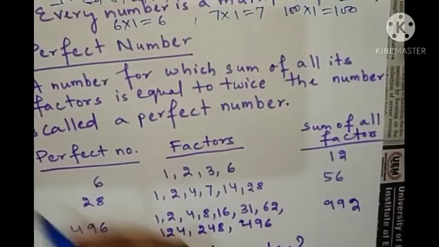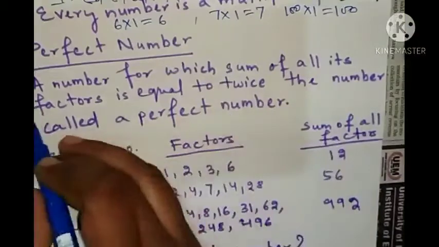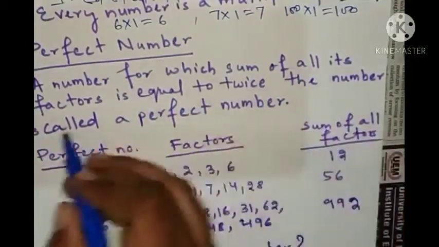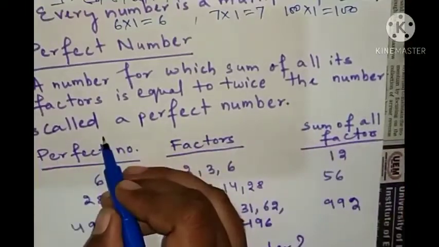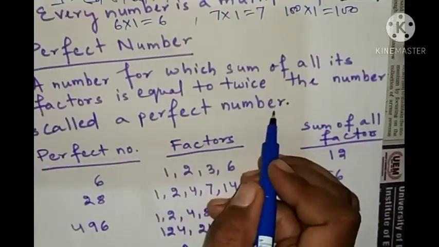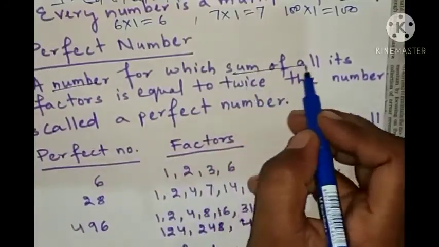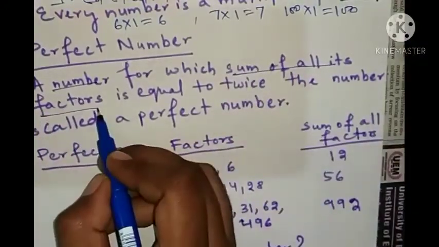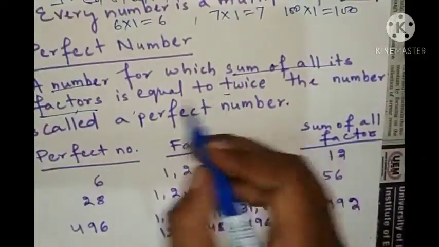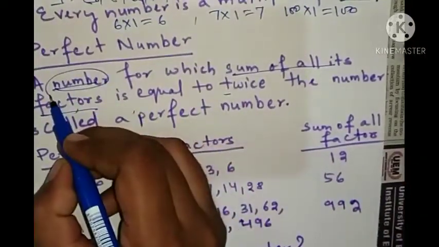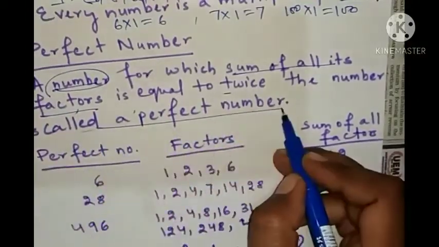Next is what? Perfect number. What is a perfect number? A number for which the sum of all its factors is equal to twice the number is called a perfect number. It means you will add all the factors. After that, if the sum is equal to twice of this number, then that number is a perfect number.